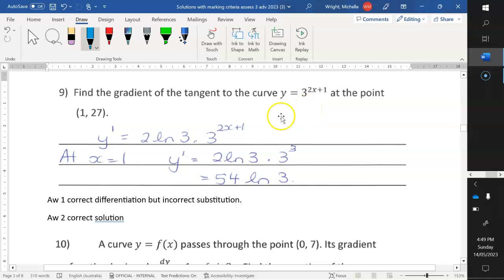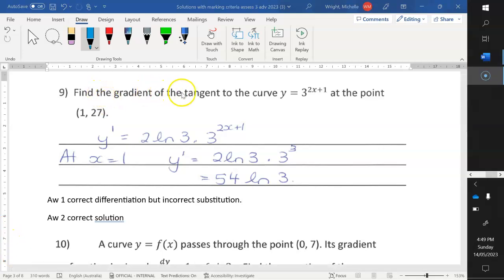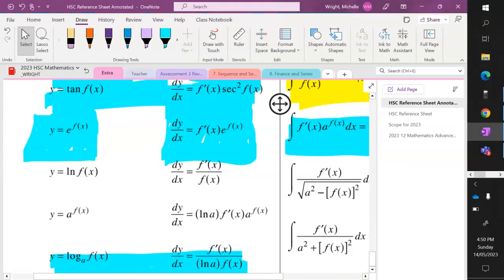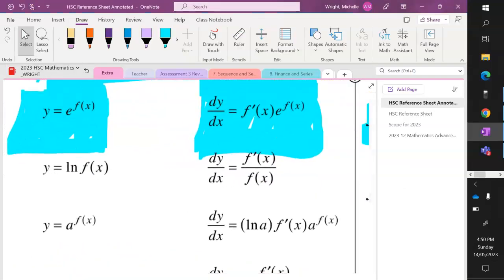All you needed to do was go to the formula sheet, get the formula, do what it says, and you would have got that first line there for 1 mark. So finding the gradient of the tangent. Back to year 11, the gradient of the tangent is the first derivative. So let's go and have a look at the formula sheet. Look on the differentiation section, you will find this here.